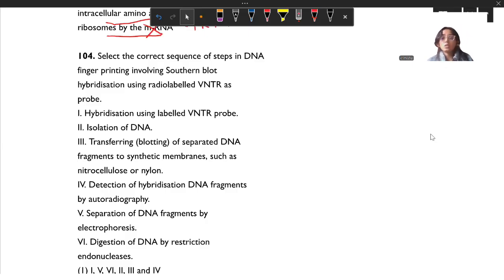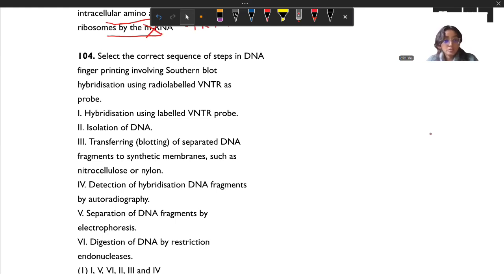Yes. So what does 104 say? It says select the correct sequence of steps in DNA fingerprinting involving Southern blotting hybridization using radio labeled VNTR probe. So they basically want us to select the steps of the Southern blotting technique in sequence, starting from the first step, ending with the last.